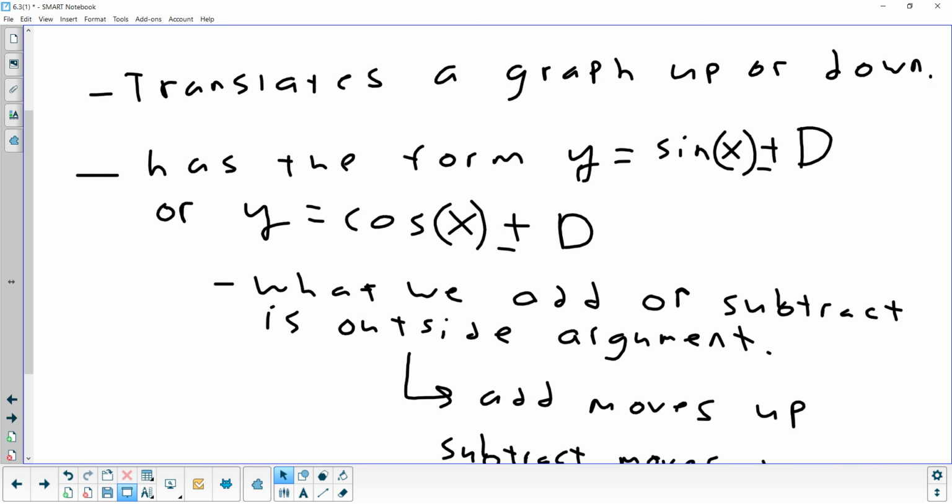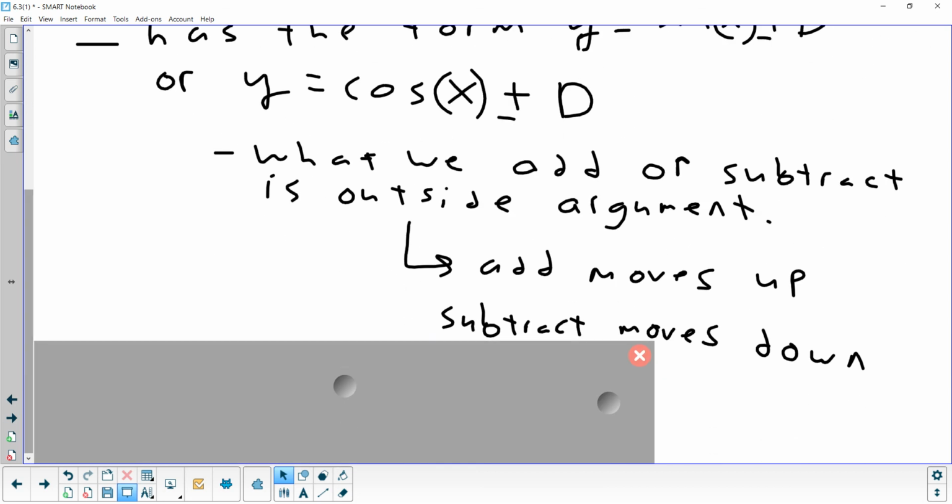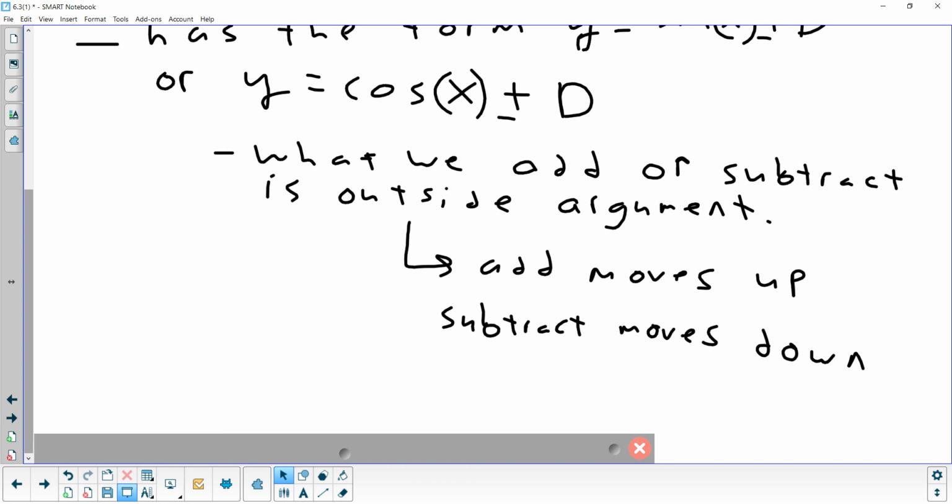So when you add, that moves it up. And when you subtract, that moves it down. So there's no doing the opposite here. Don't do the opposite with a vertical shift. Do it just like you've been doing it all year. Plus is up, minus is down.